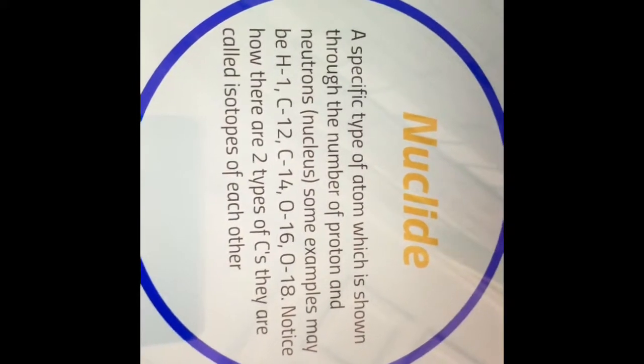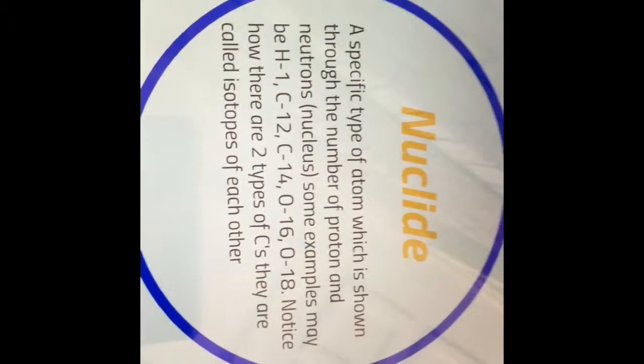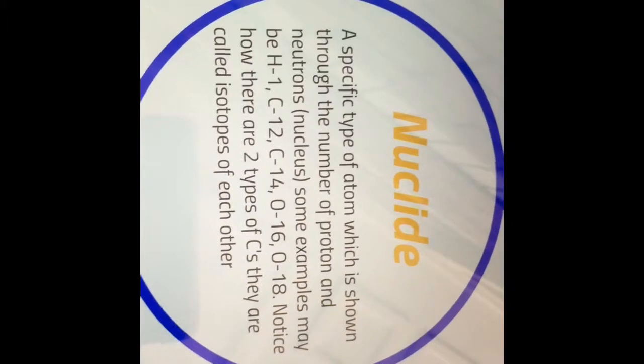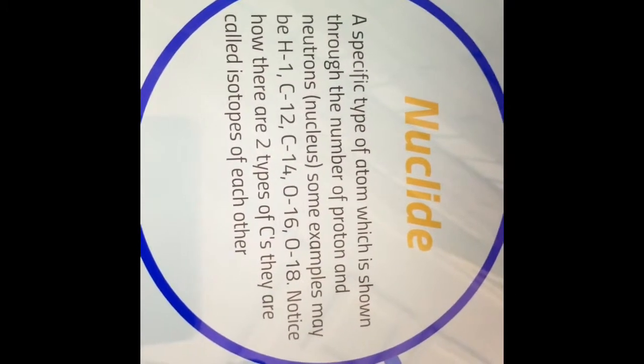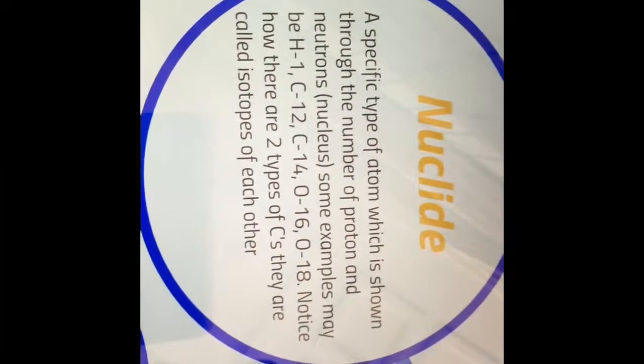A nuclide is a specific type of atom which is shown through the number of protons and neutrons. Some examples may be hydrogen-1, carbon-12, carbon-14, oxygen-16, oxygen-18. Notice how there are two types of carbon. They are called isotopes of each other.